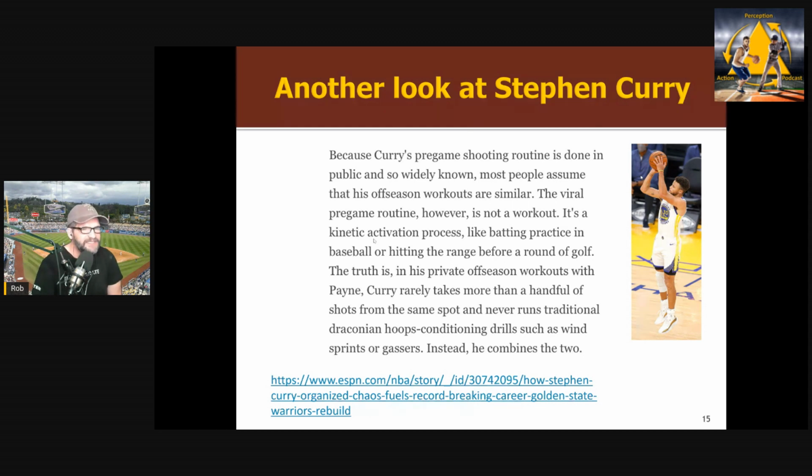In practice, when he's actually improving his skill, he rarely takes more than a handful of shots from the same spot, right? And never runs traditional draconian hoops conditioning drills, such as wind sprints. So the point, there's a link to the article. That's a direct quote from the article, right? The point here is I'm not trying to say that Stephen Curry's way is the right way to do it. But what I'm saying is, here's an example where we looked at one snapshot. We looked at the branch and we didn't take into account the roots and the trajectory and how it fits in with the rest of the training plan, where it fits in and what it's designed to achieve, right?